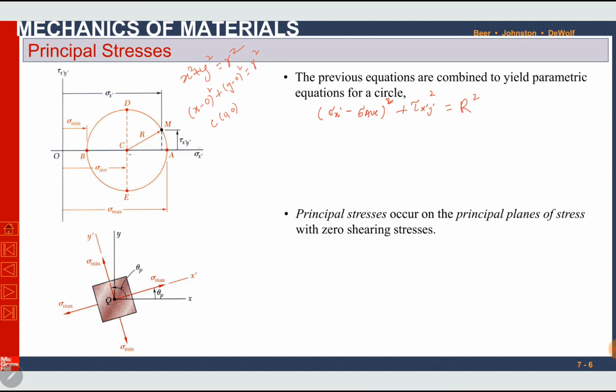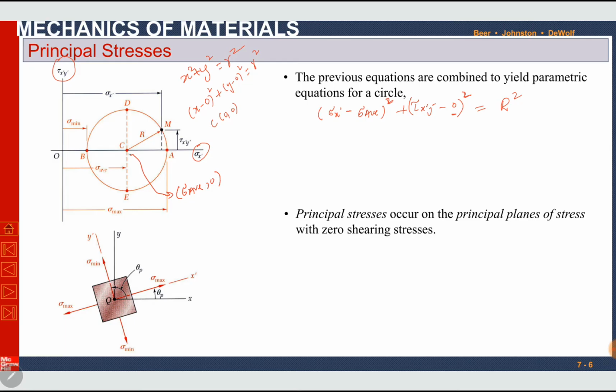So if we draw two axes, sigma x dash and tau x dash y dash axes, so our center lies at sigma average and 0. So the center C is actually sigma average and 0. R square, R is actually radius of the circle, this circle. This is actually our Mohr circle. How we can draw this circle, we will study it in the following slides.